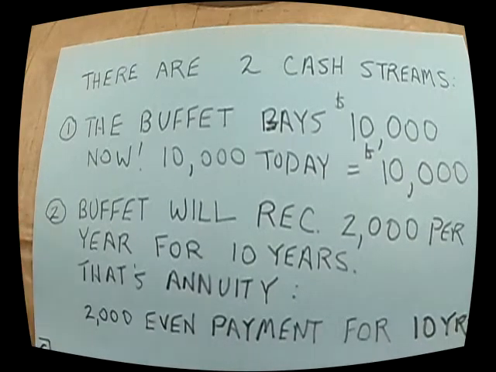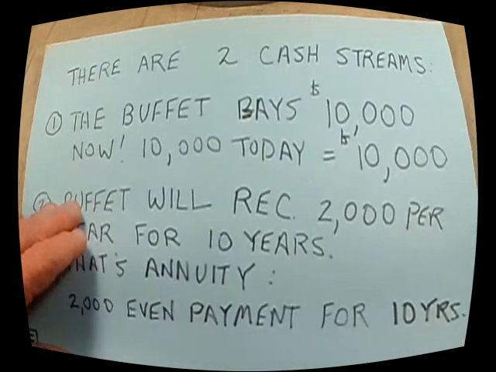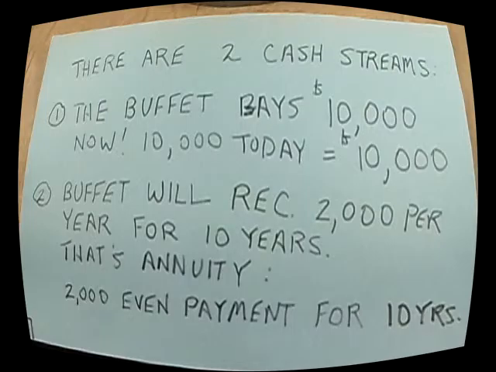So there are two cash streams, and we need to think about each one. The first cash stream is the buffet has to pay $10,000. So clearly, $10,000 today is worth $10,000 today. But the second stream is that the buffet will receive $2,000 per year for 10 years. That's $2,000, and we're assuming they're even payments.